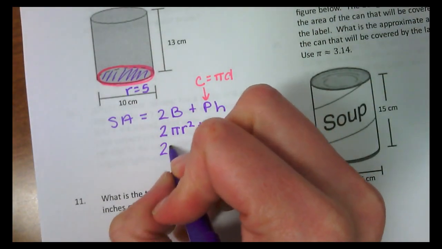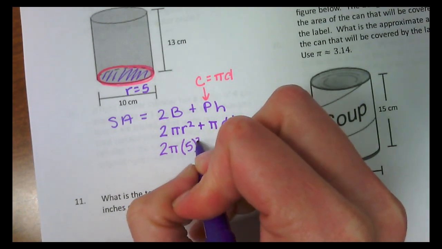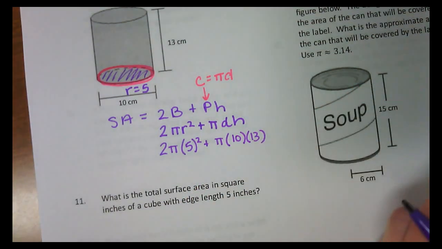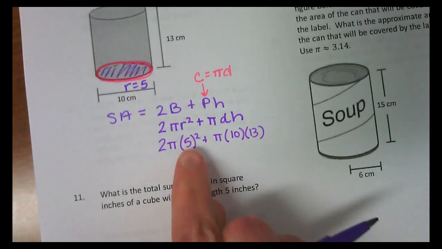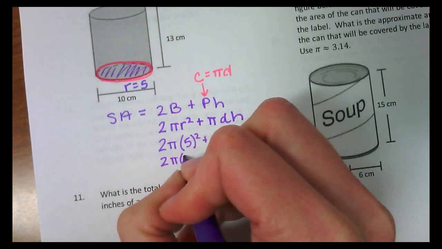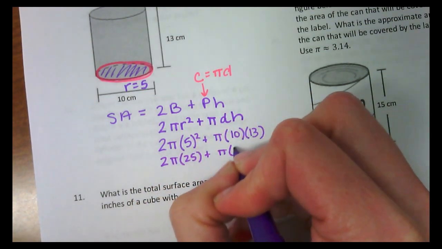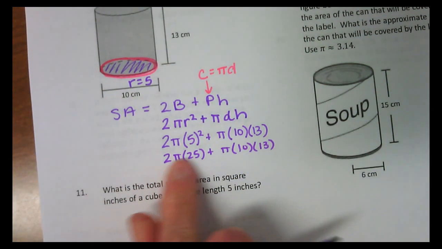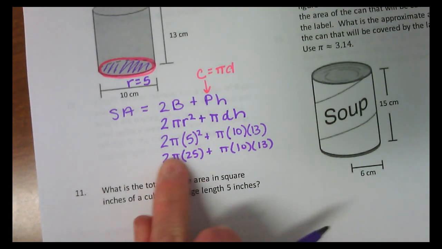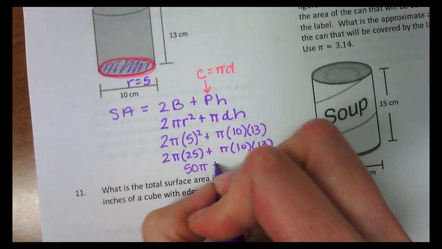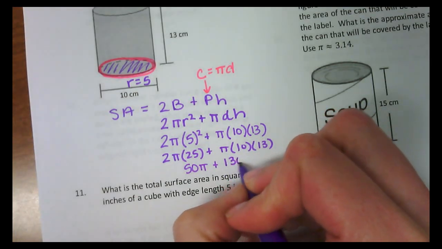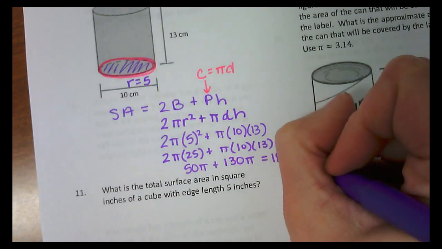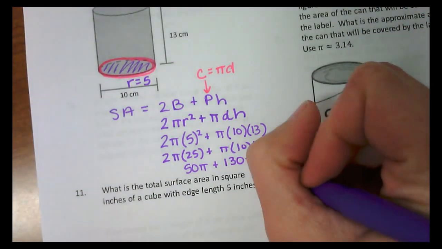And now I fill everything in. 2 pi times 5 squared plus pi times 10 times 13. Order of operations tells me to take care of my exponents first. So this becomes 25. And then I always have to take care of my multiplication before I take care of addition. So I'm going to multiply these terms together, and I'm going to multiply these terms together. And finally, I can add. And this is centimeters squared.